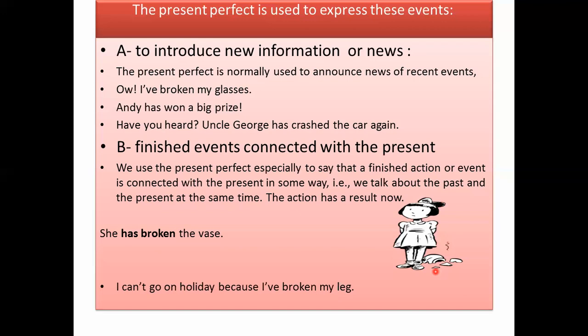Another example, "I can't go on holiday." Just to explain the connection between the past and the present. Now I can't go on holiday. This is in the present. Why? Because I have broken my leg. So my leg being broken affects the present situation, in that I can't go on holiday.